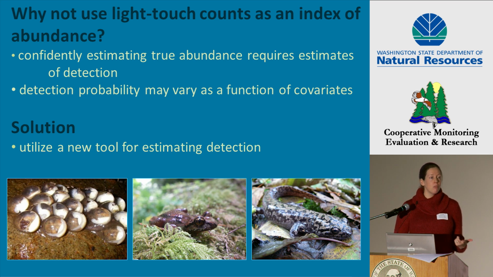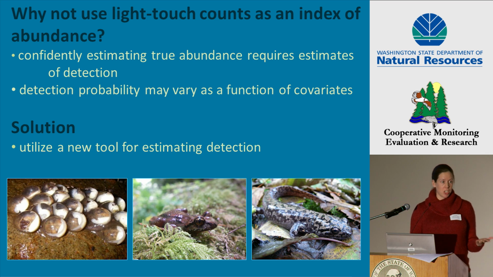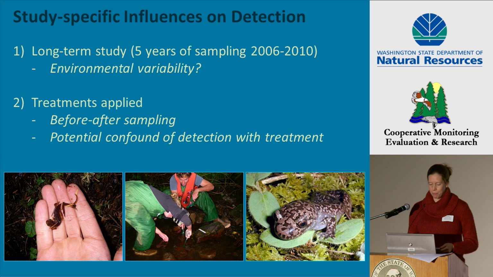Lots of folks have used a sampling method similar to our light touch sampling to index abundance of amphibians through time. And so why didn't we use just our light touch counts as an index of abundance? Well, confidently estimating true abundance does require estimates of detection, so the likelihood of detecting a single individual in the stream. And detection probability may vary as a function of covariates. And so our solution was to utilize a new tool for estimating detection.